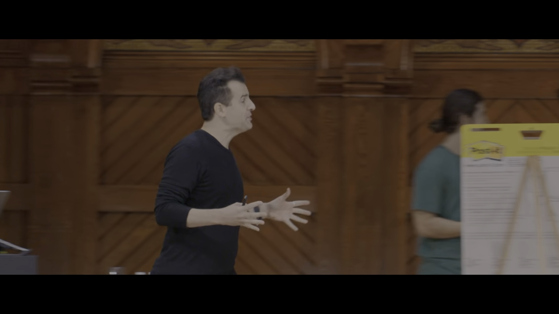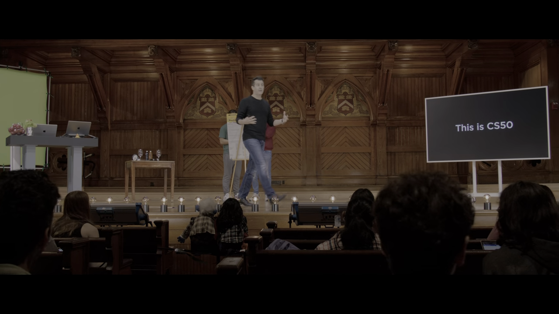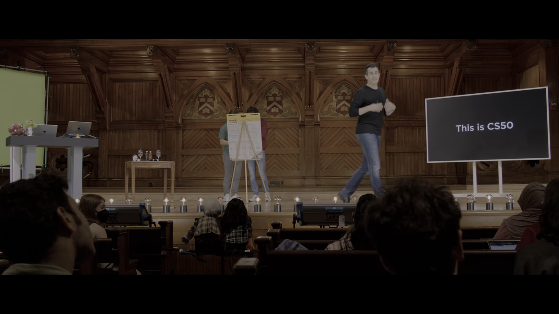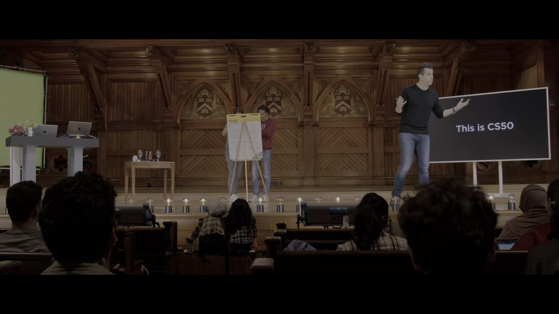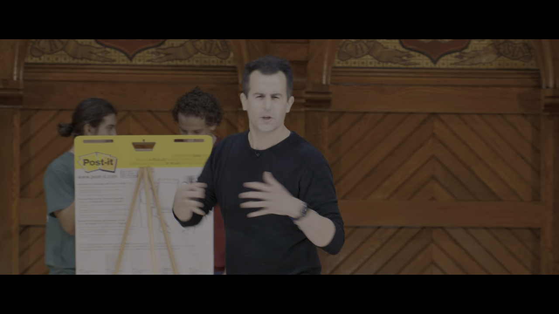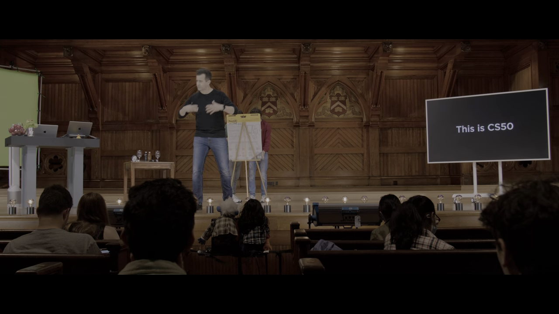Right, this is CS50, and this is week 4. If you think back a few weeks ago, in week 0, we started talking about what images are, and we talked about the representation of images as this grid of pixels. Each pixel has some pattern of bits that defines its color.